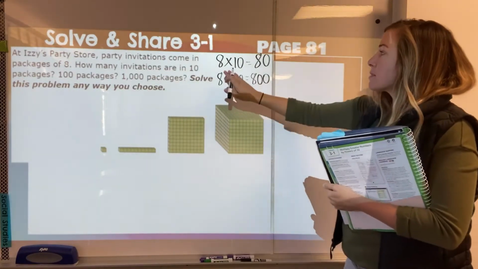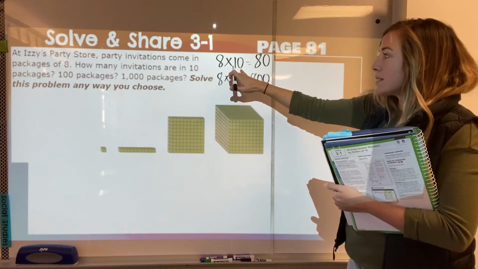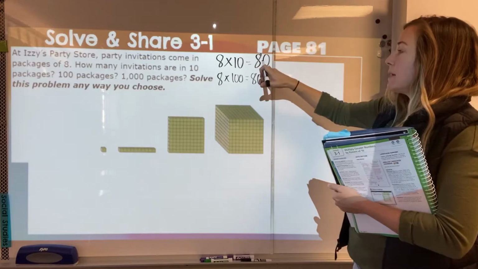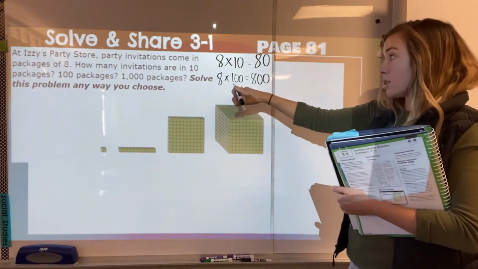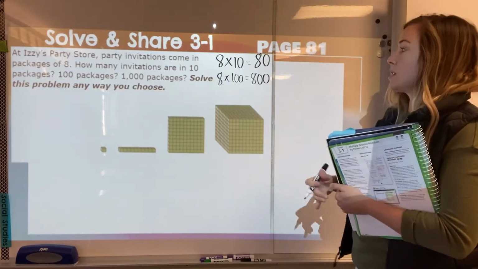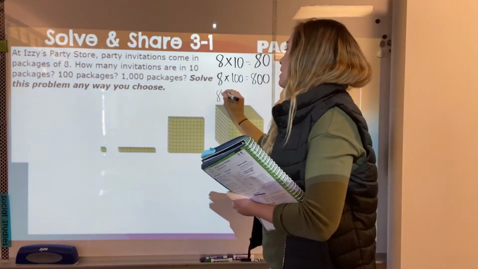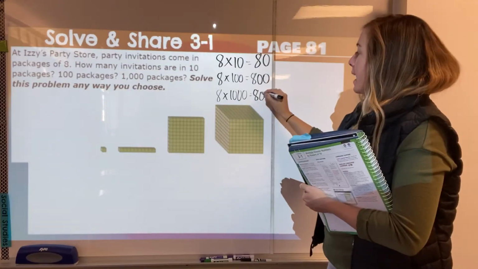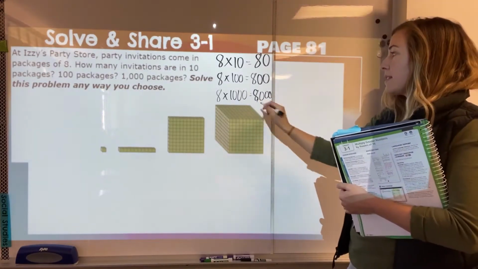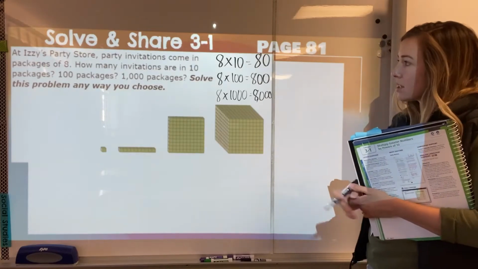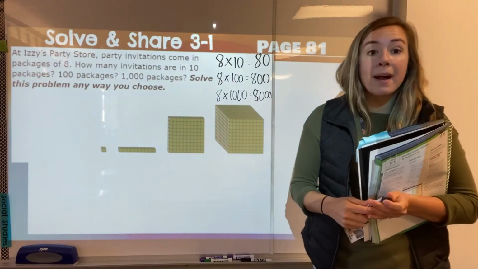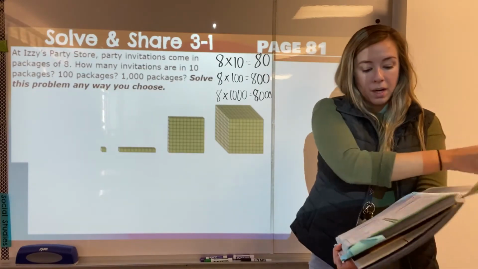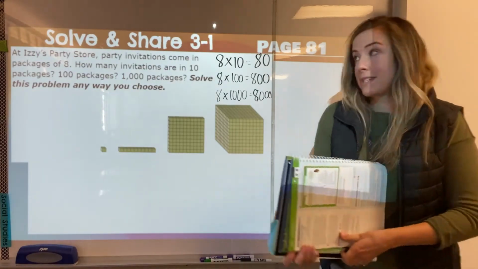And so you might start to see a pattern in here. When we're multiplying 8 by 10, then we've got 80. When we have 8 times 100, we've got 2 zeros in 100, so 2 zeros in 800. Our last one is 8 times 1,000, and so that would be 8,000. We'd have 8,000 invitations in 1,000 packages. So today is all about multiplying by 10, 100, 1,000, and we're going to be reviewing a little bit our exponents and powers of 10.